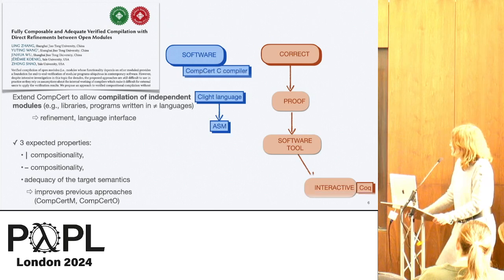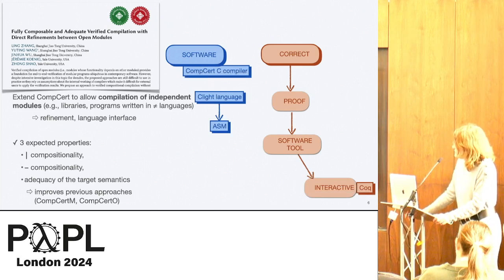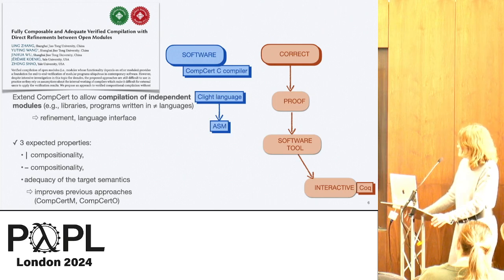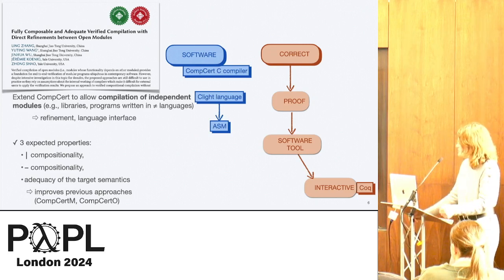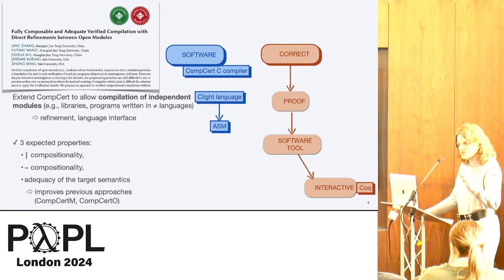A third paper here is about verified compilation. So in verified compilation, you have the CompCert C compiler that compiles C programs down to assembly programs. It is proved in Coq. Here they extended the compiler in order to allow compilation of independent modules. So in CompCert, you can only compile C programs.